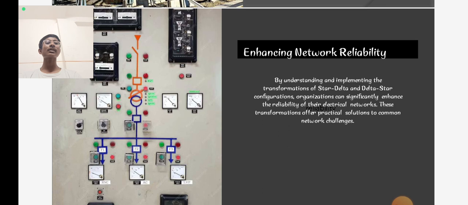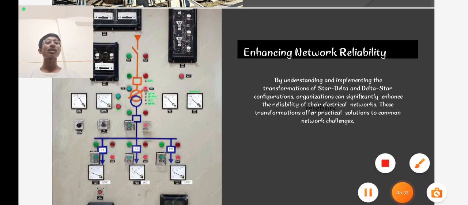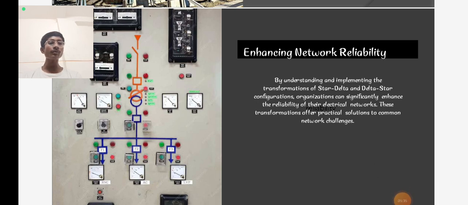Enhancing network reliability: by understanding and implementing the transformations of star delta and delta star configurations, organizations can significantly enhance the reliability of their electrical networks. These transformations offer practical solutions to common network challenges.